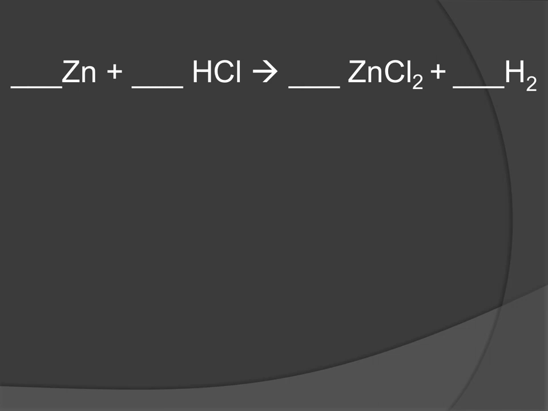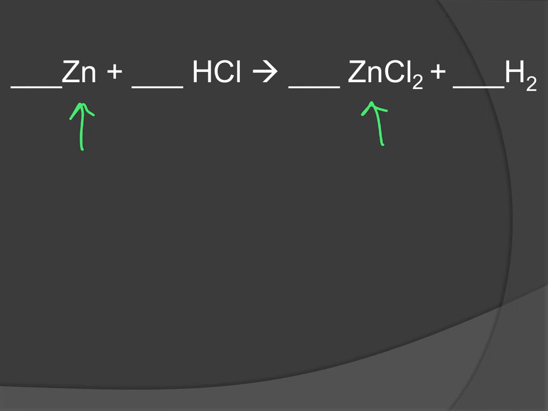So let's do one of these together. This says zinc and hydrochloric acid are producing zinc chloride and H2, or hydrogen gas. So I'm going to look at this and balance things. I've got a zinc here and I've got a zinc here, so I don't need to balance my zincs.